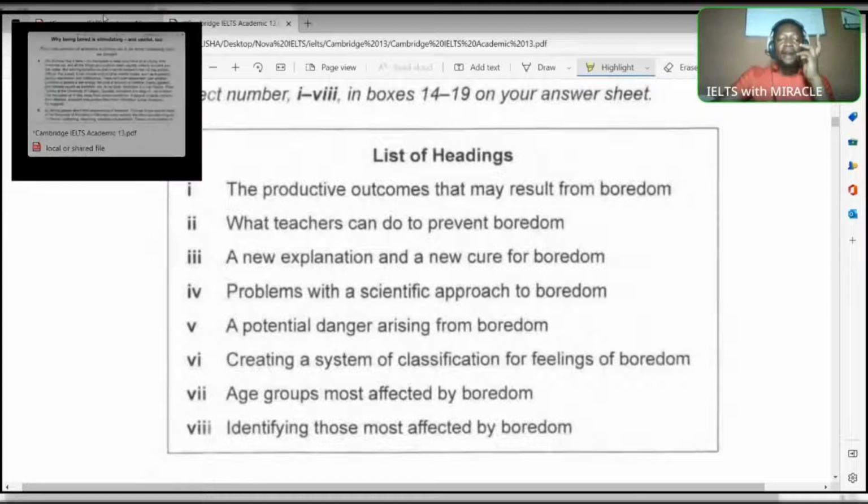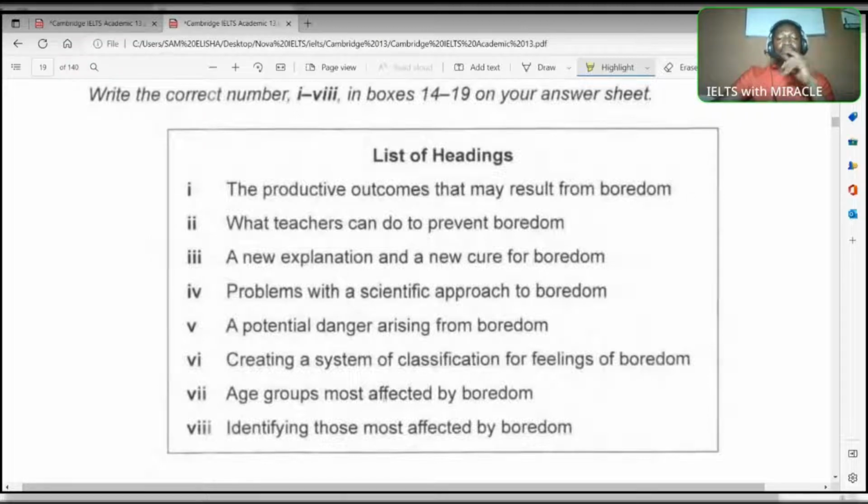You go to the paragraph and find out if a particular heading suits a particular paragraph. That's your job, right? And it's as easy as it gets. Now, please take note of some of these things I'm about to say.